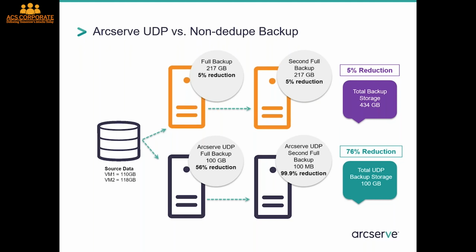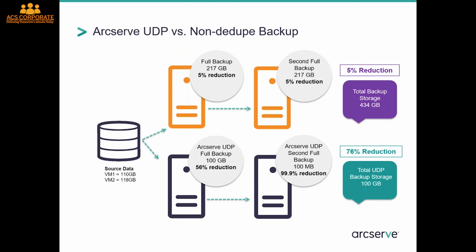So Arcserve UDP versus no dedupe backup, you can see here that if you were using a solution that didn't have dedupe, a full backup in this example would be 217 gigabytes. You might get a small data reduction because of compression. The second full backup, 206, so again, you would be backing up a lot of data, 434 gigabytes from a 534 gigabyte backup. So you're getting a small reduction there.